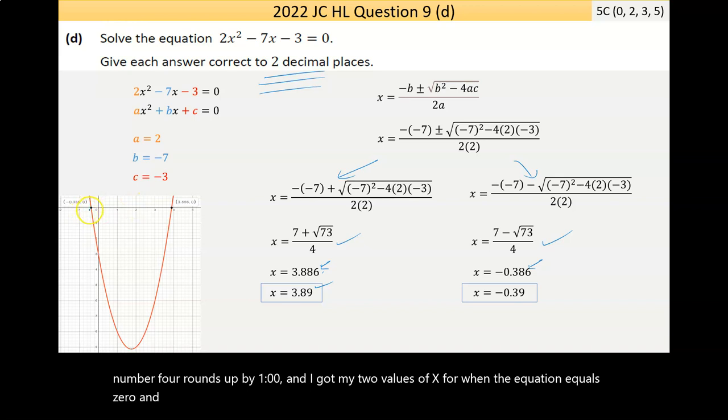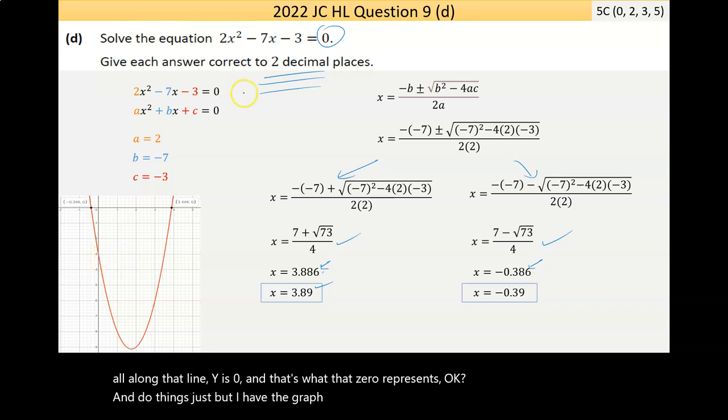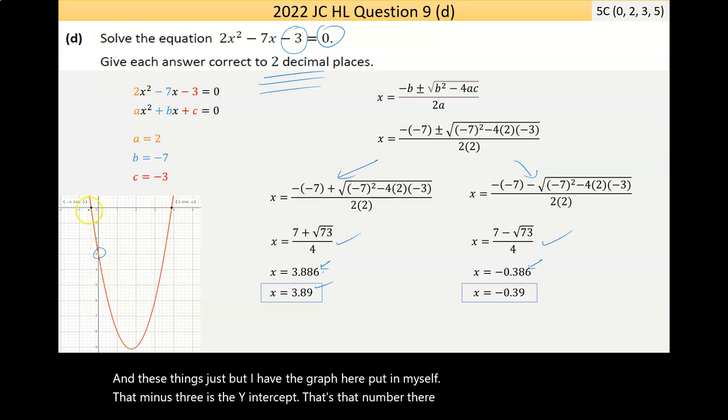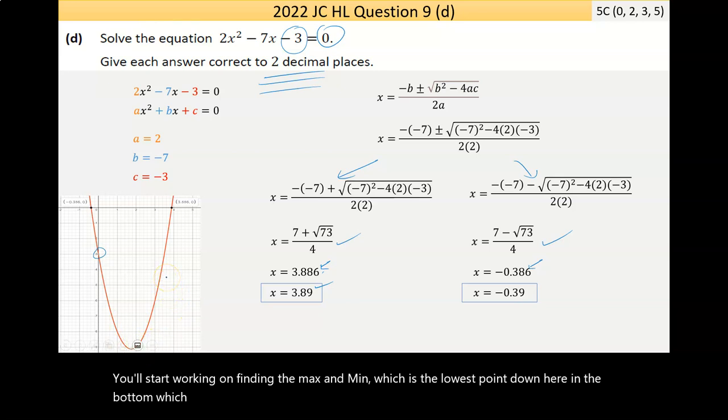And ultimately, with a quadratic, that's the two points where it crosses the x-axis, where all along that line, y is 0. And that's what that 0 represents. The other things I just put in, I have the graph here put in myself. That minus 3 is the y-intercept. That's that number there. And later on, in Leaving Cert, you'll start working on finding the max and min, which is the lowest point down here at the bottom, as you explore quadratics more often.